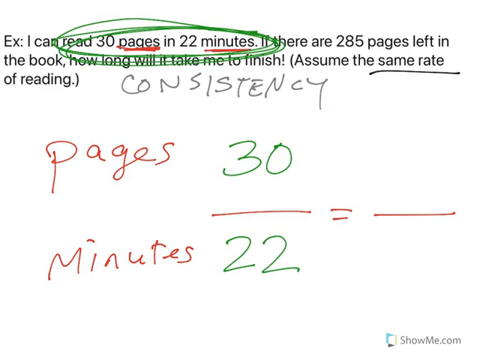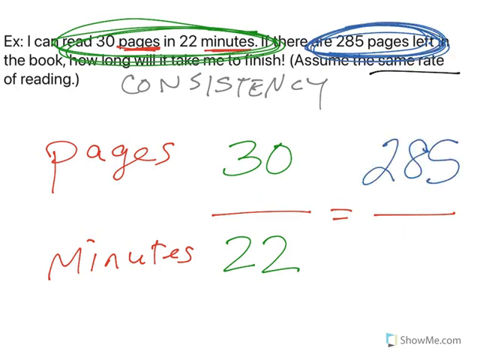Great. I look at the other piece of information that I have. I have 285 pages left. 285. How long will it take me? So we're trying to find the number of minutes. Now, this is just one way we can set this up. We know, hopefully, there are numerous ways to set up a proportion correctly. This is just one of them.